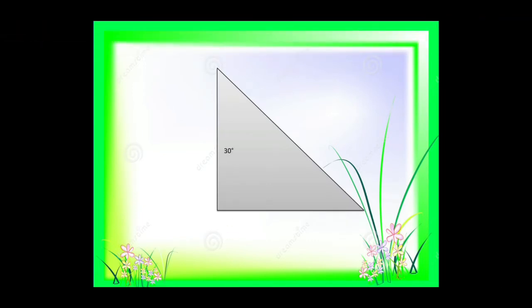So, example number 1. The given short leg is equal to 5. The long leg is 5 square root of 3 because the relationship between the short leg and the long leg is that the long leg is square root of 3 times the short leg. The hypotenuse is equal to 10 because the hypotenuse is twice the short leg. 5 times 2 is equal to 10.